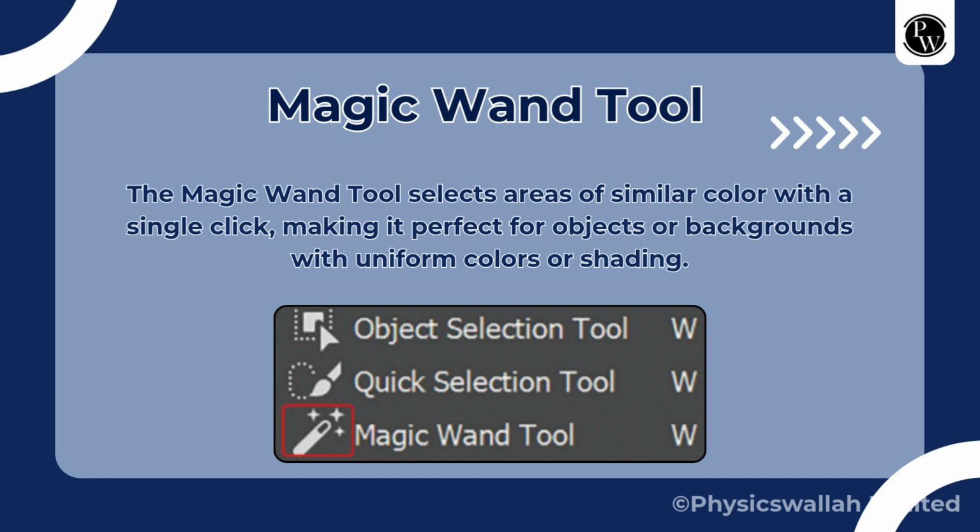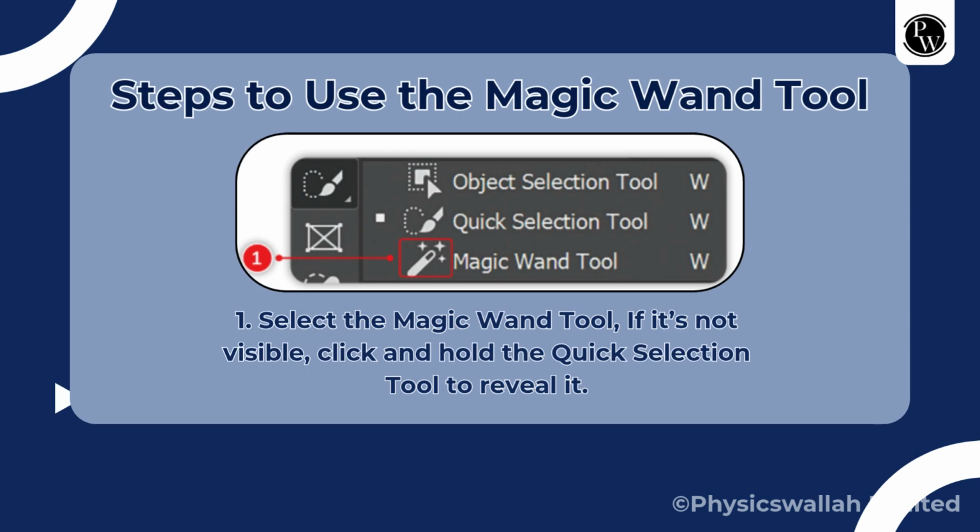Magic Wand tool. The Magic Wand tool selects areas of similar color with a single click, making it perfect for objects or backgrounds with uniform colors or shading. Steps to use the Magic Wand tool. Select the Magic Wand tool. In the toolbar, find the Magic Wand tool. Looks like a wand with a sparkly star. If it's not visible, click and hold the Quick Selection tool to reveal it.